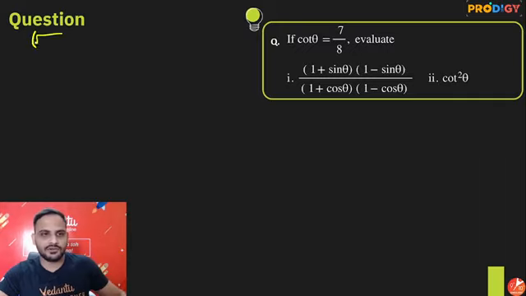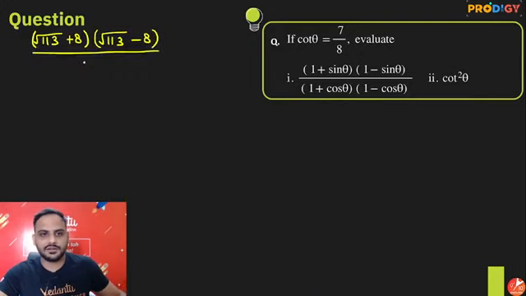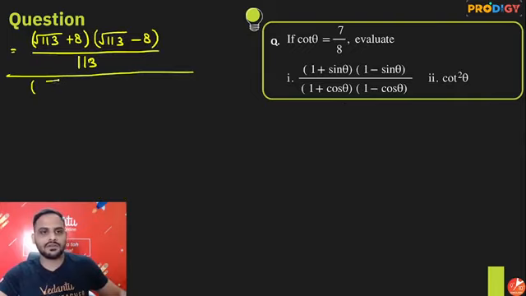square root of 113 plus 8 into square root of 113 minus 8, whole divided by, look, here square root of 113 into square root of 113 is 113 only. Then this is whole divided by, here we have square root of 113 plus 7 into square root of 113 minus 7, whole divided by 113. This to this got cancelled.